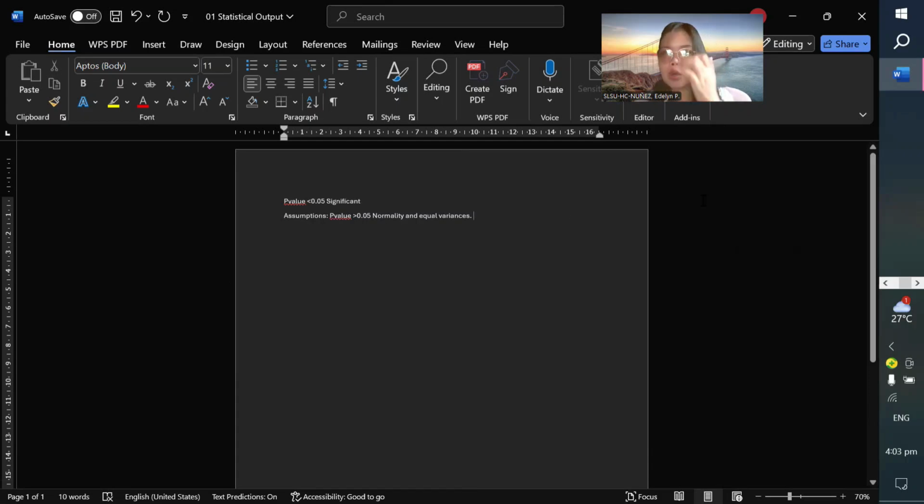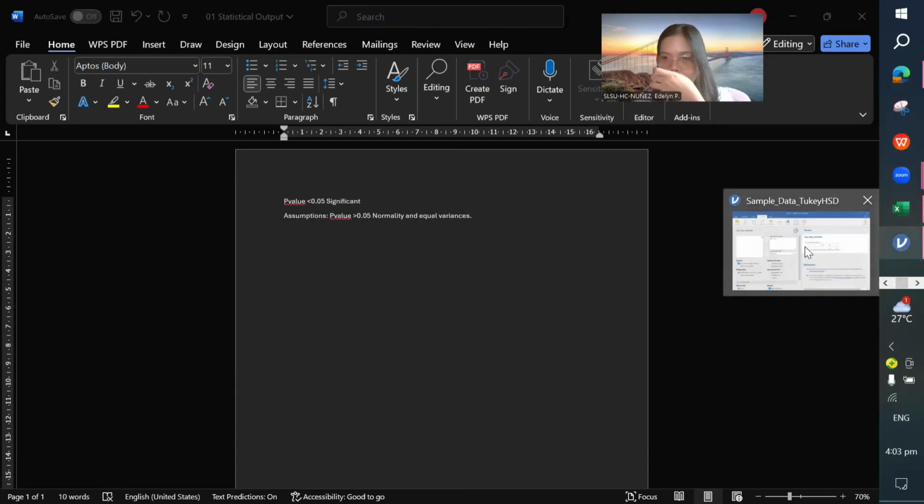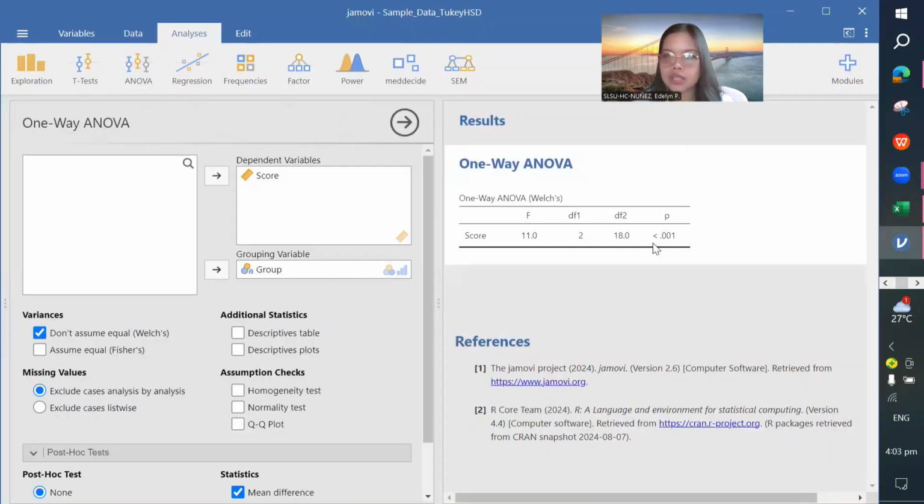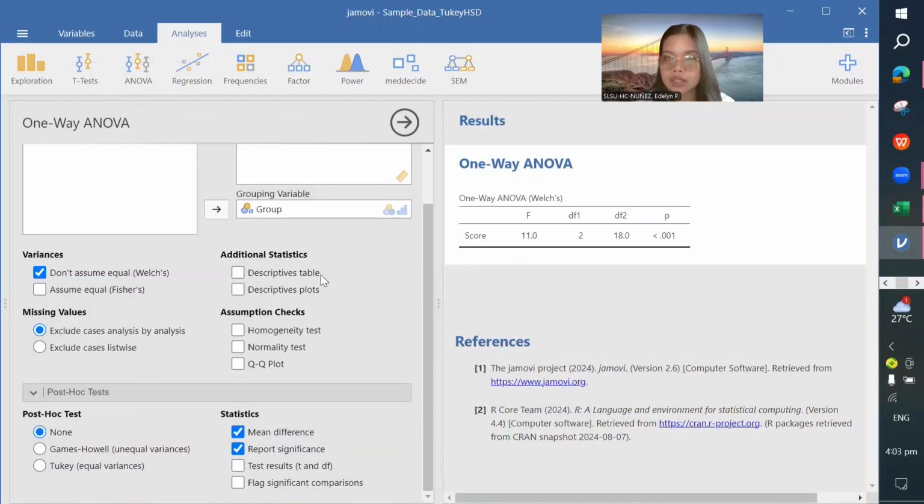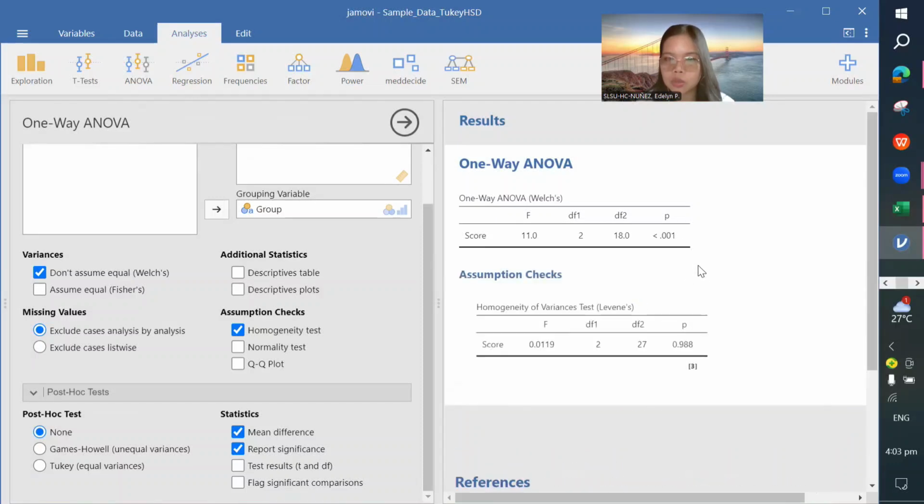Variances. Okay, let's go back to our Jamovi application. Here, the Jamovi application says that the ANOVA, assuming equal variances, has a p-value less than 0.001. But before we proceed, first we need to identify the assumption. We will check first if it is homogeneous. Okay, it's working. Look at the p-value for homogeneity of variances. We have 0.988, so the groupings have equal variance.